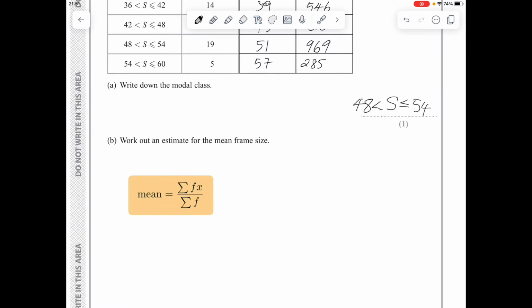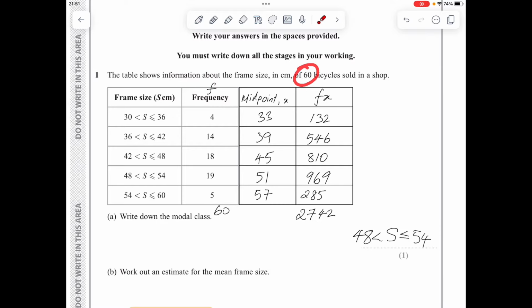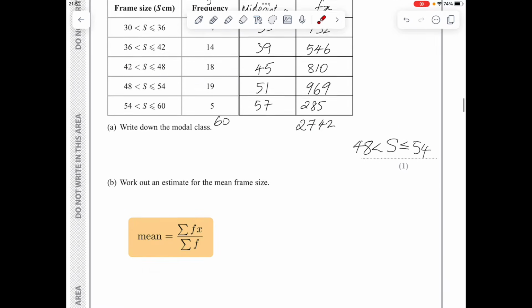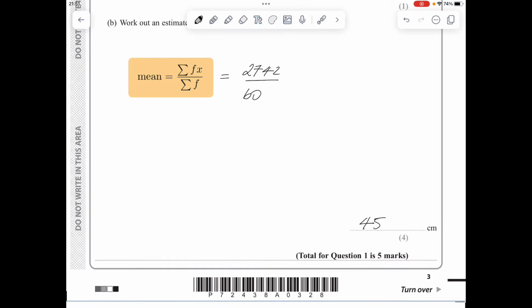Sigma fx is the sum of the column labeled fx, and this is equal to 2742, and sigma f is the sum of the column labeled f, which is 60. We're given this in the original wording of the question. So if I substitute these values into the formula, I will get 2742 divided by 60, and this gives me an answer of 45.7 centimeters.